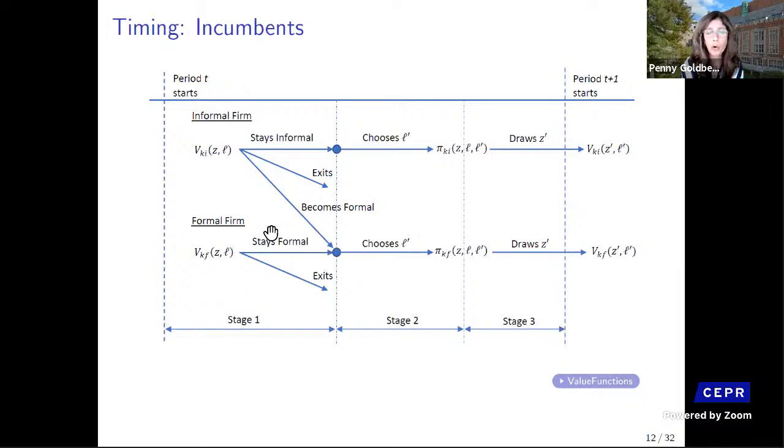Okay. Now consider the formal firm. The formal firm faces a similar problem. It can stay formal or it can exit. And if it stays formal, it makes similar decisions as the informal firm. A formal firm cannot become informal directly; we don't allow for this to happen. But a formal firm can exit, stay out of the market for one period, and then re-enter as an informal firm. So that possibility is accounted for in the model.